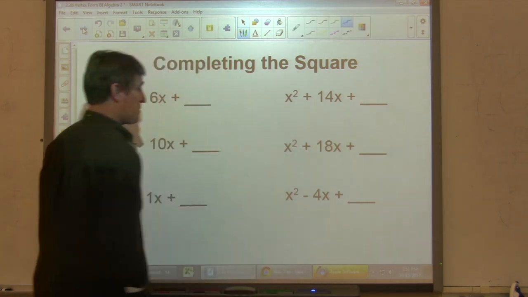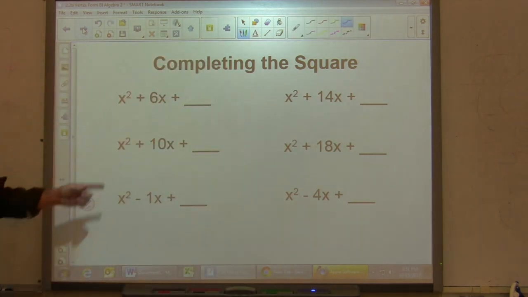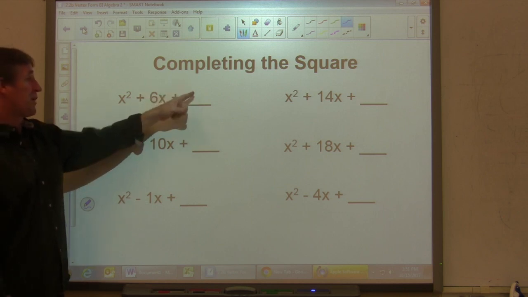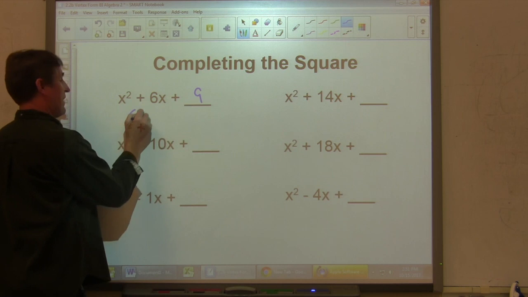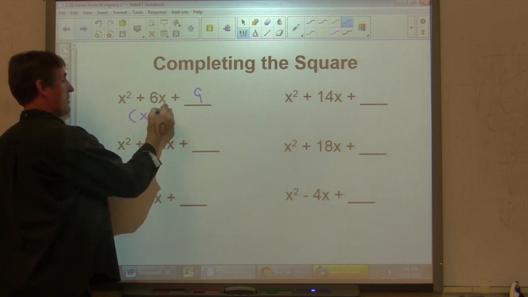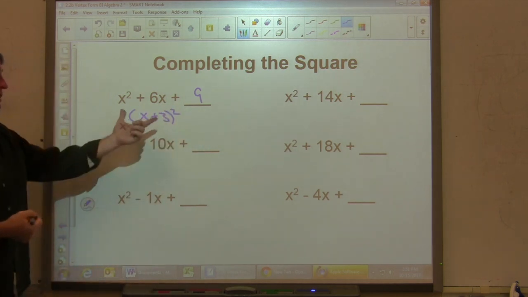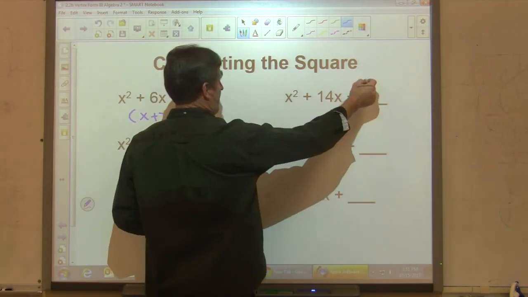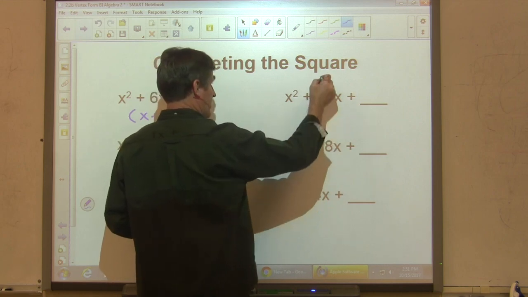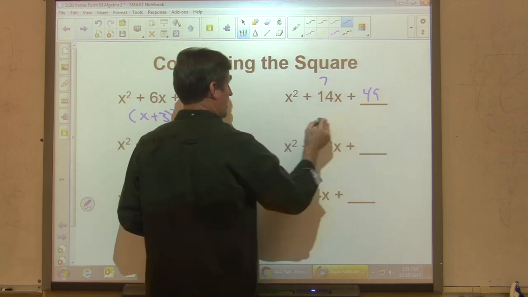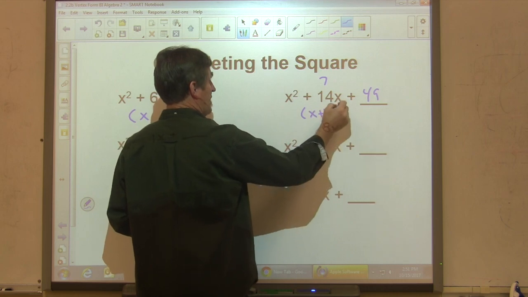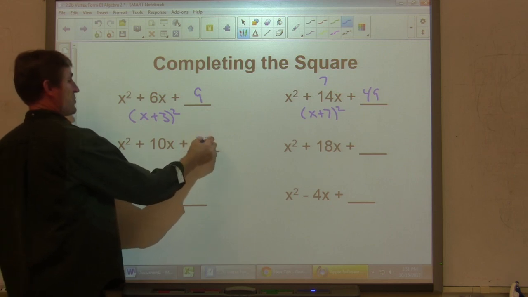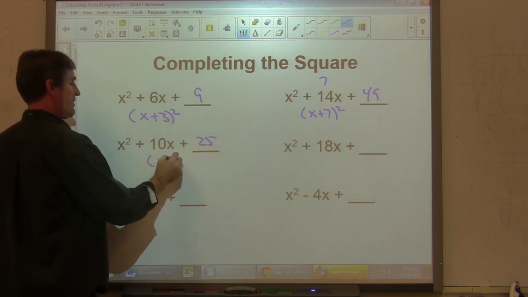On this first part, they just want us to fill in the blank. So we just have to take half of b. Half of b would be 3. 3 squared would be 9. And so this would factor into x plus 3 squared, which gives us the start of the vertex form. Completing the square here, again, half of 14 is 7. 7 squared is 49. And so that would be x plus 7 squared. Half of 10 is 5. 5 squared is 25. So hopefully you're getting the idea of this.